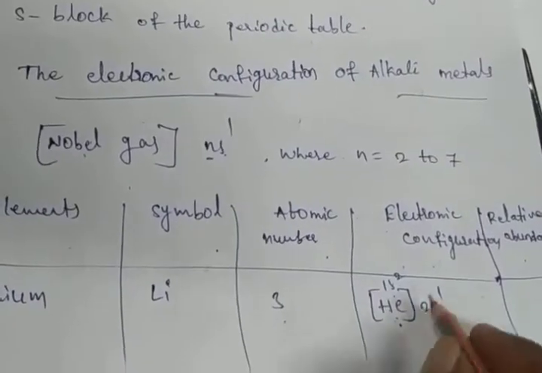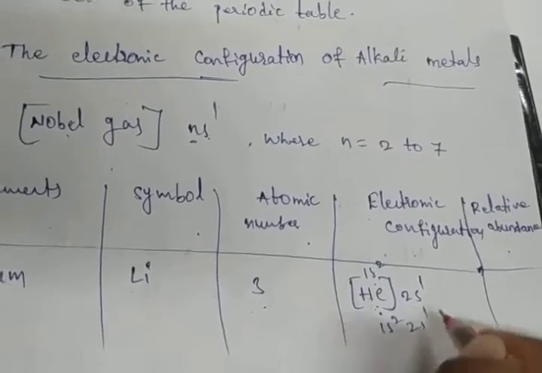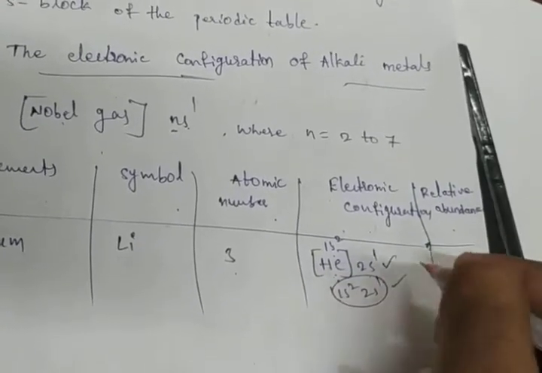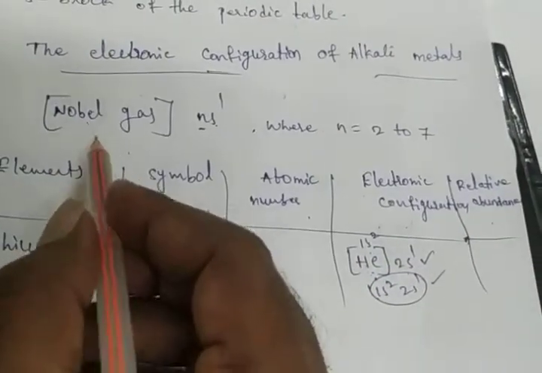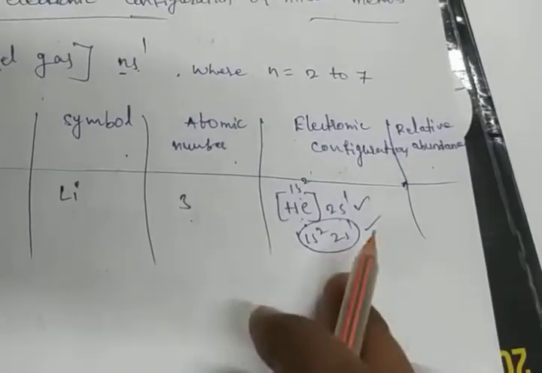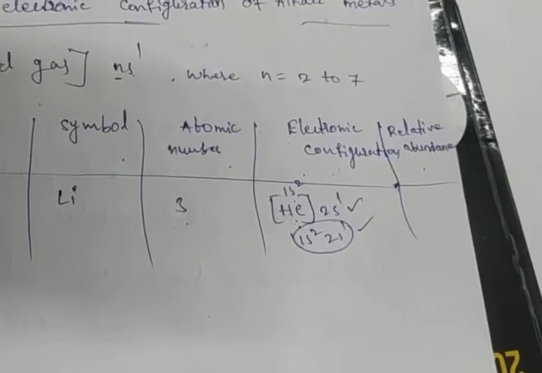Otherwise you can write it like this: 1s2, 2s1. We also have to write the electronic configuration. This is also correct, and this is also correct. Just for your knowledge, I am telling with noble gas. Okay, 1s2, 2s1 or helium, 2s1 are both correct electronic configurations.